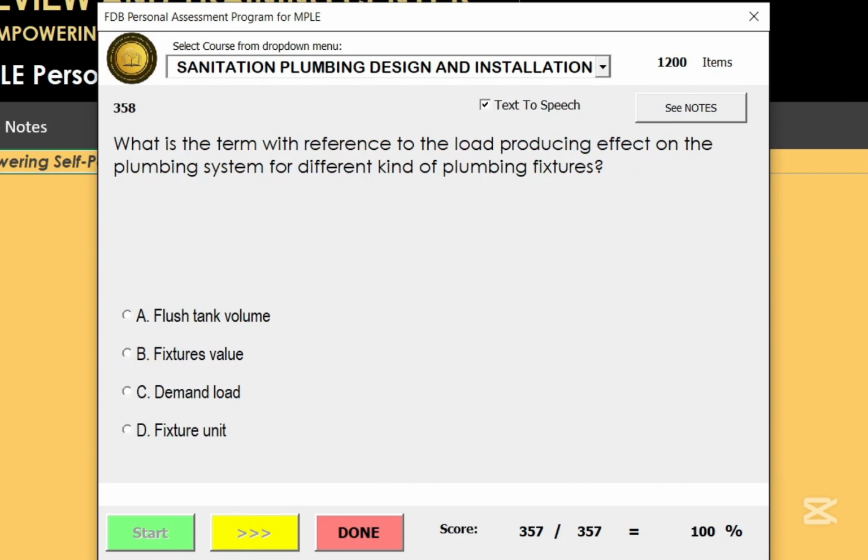What is the term with reference to the load-producing effect on the plumbing system for different kind of plumbing fixtures? A. Flush tank volume. B. Fixtures value. C. Demand load. D. Fixture unit. Please pick your choice. Option D is your choice, and it's the correct answer. Well done.